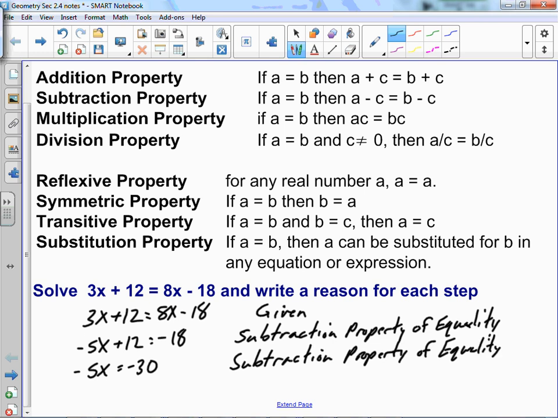And lastly, we would divide both sides by negative 5. Divide negative 5x by negative 5, and it's just going to give us x. Negative 30 divided by negative 5 will give us 6. And we were dividing, so that was the division property.